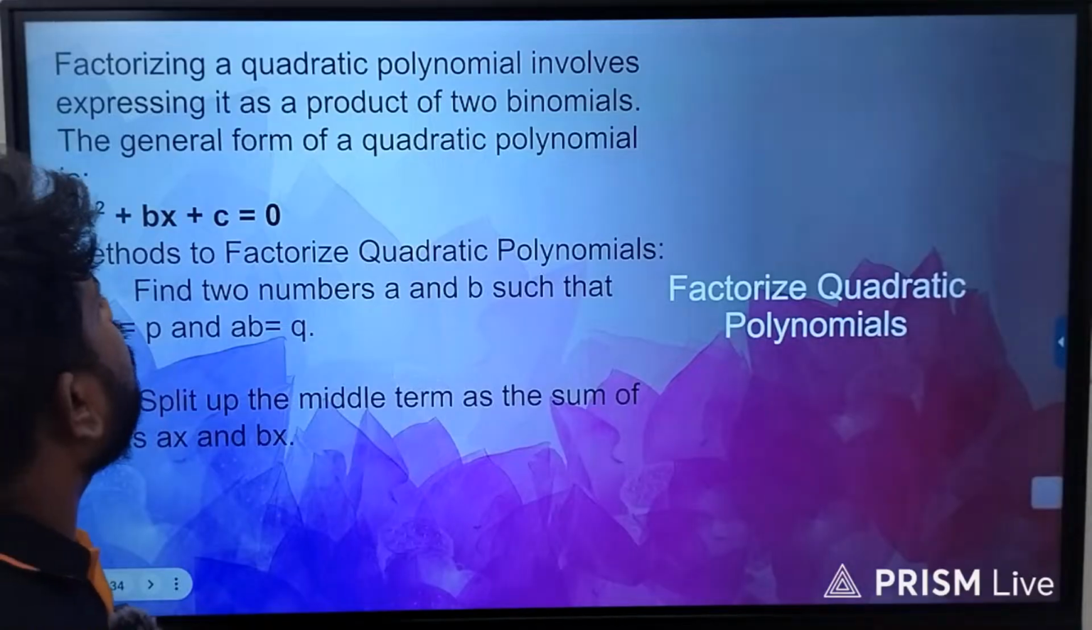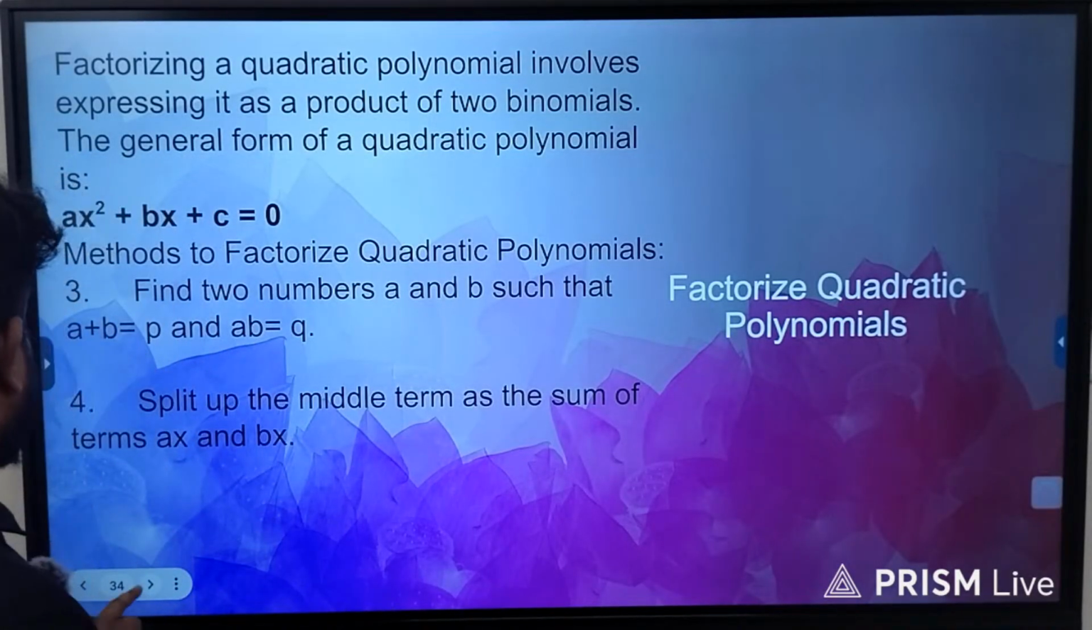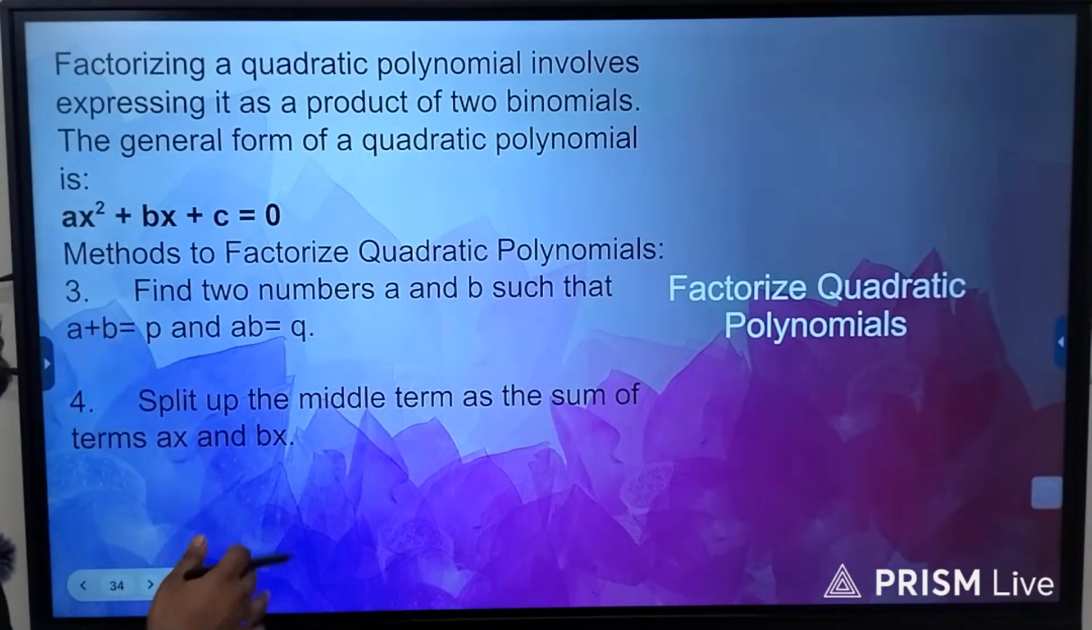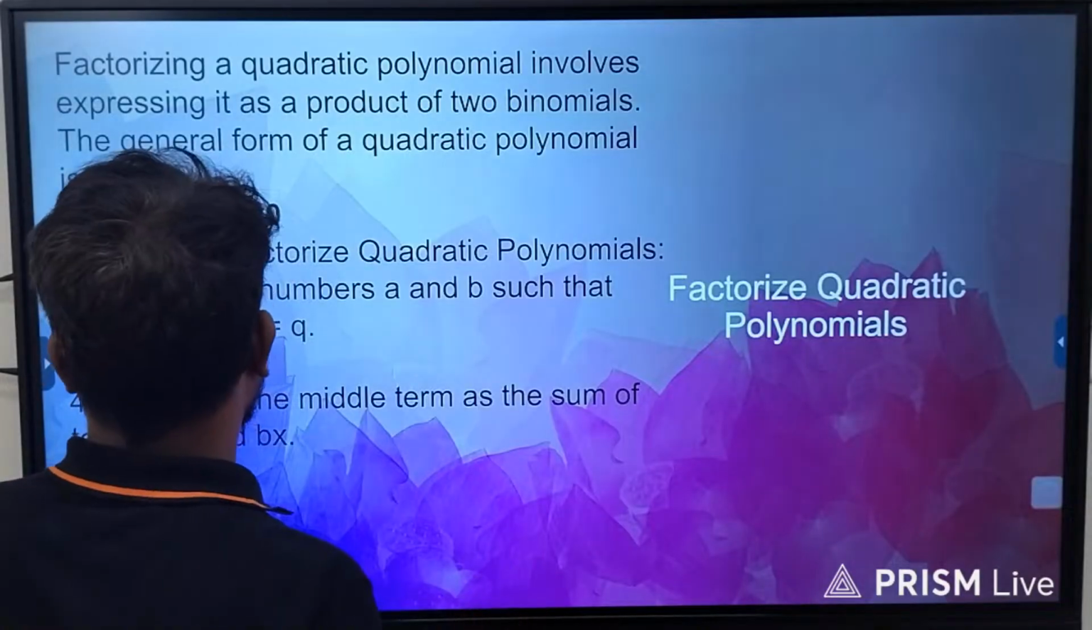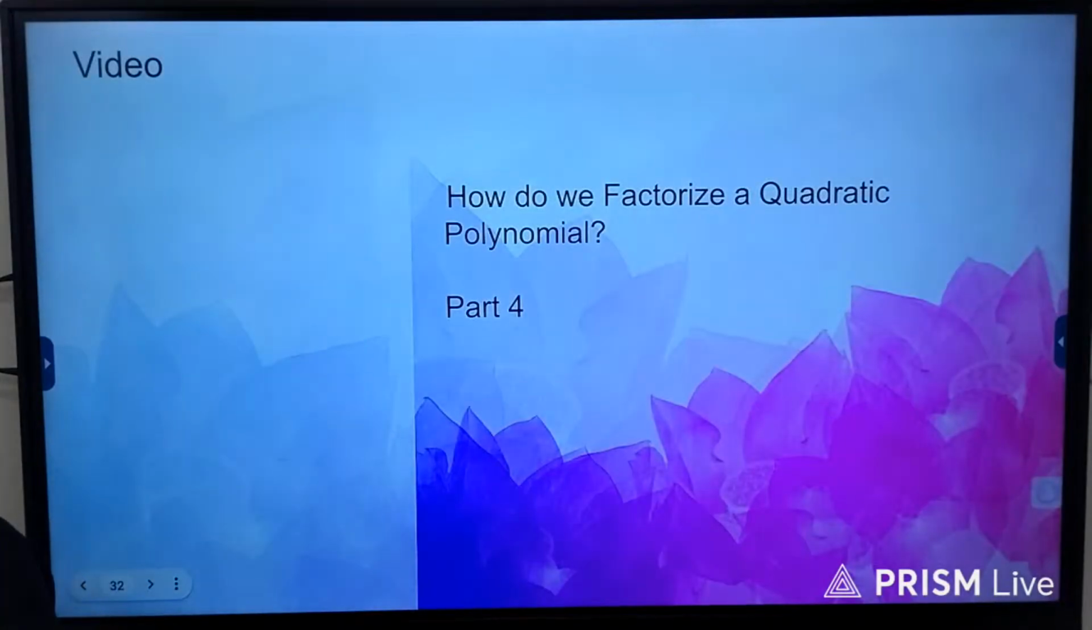Okay, factorizing a quadratic polynomial involves expressing this as a product of two binomials. Yes, we have already learned this. And the third step will be to find two numbers a and b such that a plus b equals p and ab equals q.